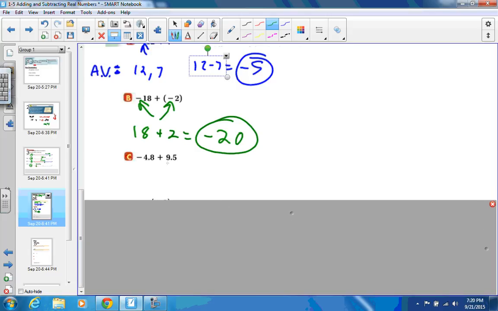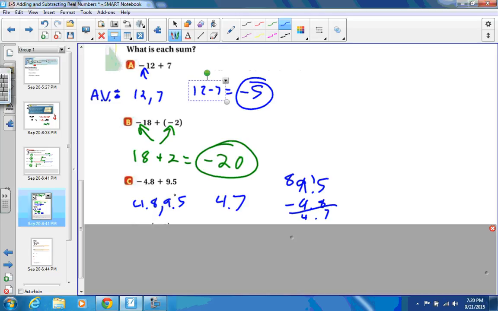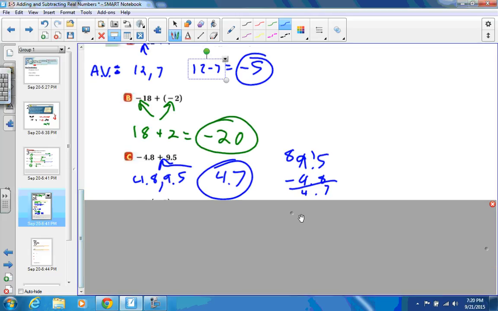Okay, one has positive, one has negative, so we're going to go back to the blue where we decided that we'd find the difference between their absolute values. So we have 9.5 and 4.8. Find the difference between those. We'll borrow one here. 4.7. If you look, the bigger number has a positive sign in front of it, so it's a positive 4.7.